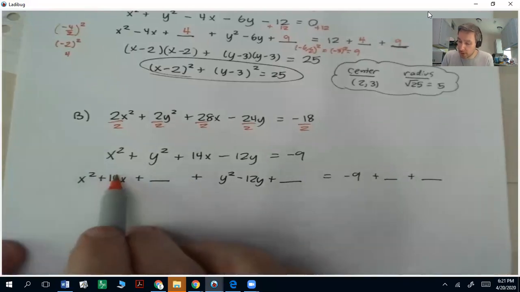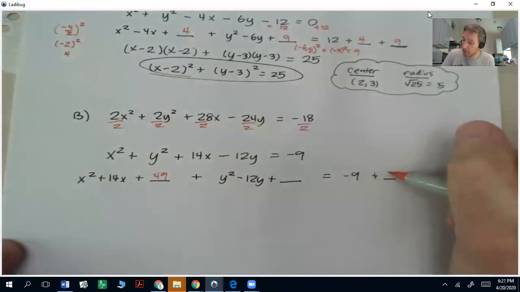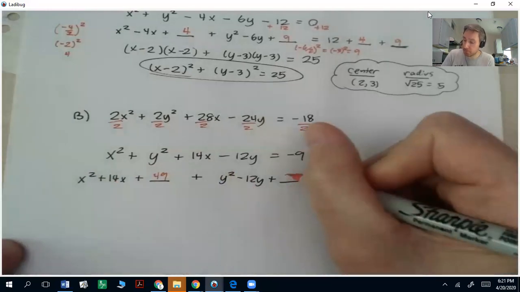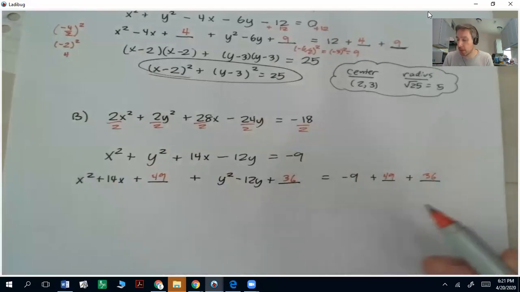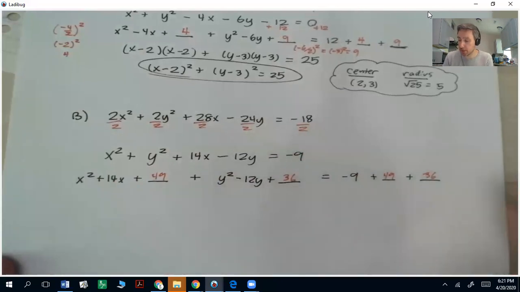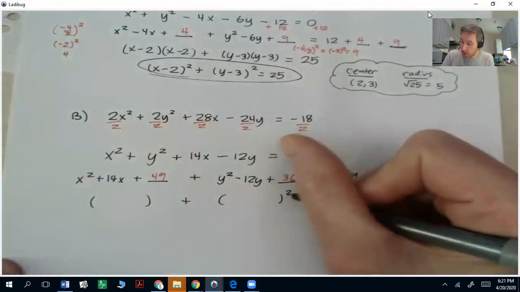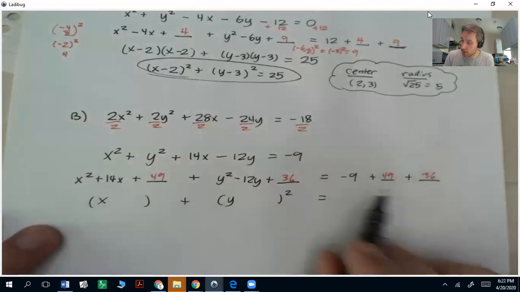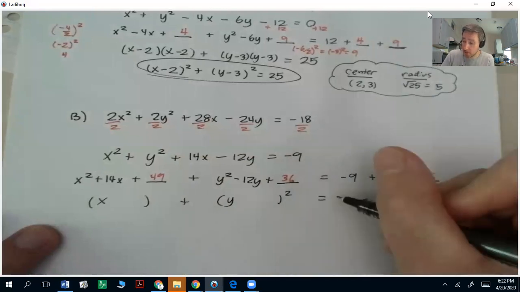So 14 over 2 is 7. 7 squared, 49. Throw it there, throw it there. 12 over 2 is 6. 6 squared is 36. Notice that I wasn't concerned about saying negative 12 over 2, because anytime that you square a negative, it's positive, so it doesn't matter. All right, so let's write this as 1 factor squared. First, negative 9 plus 49 is 40, plus 36 is 76.